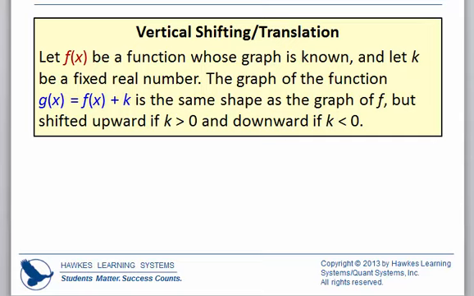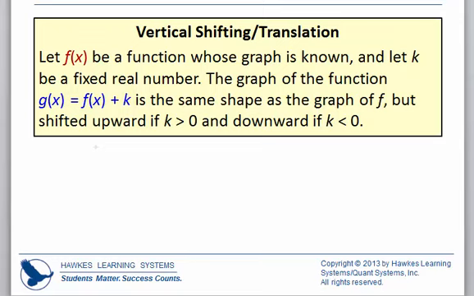We'll also look at vertical shifting. Vertical shifting says let f of x be a function whose graph is known, and let k be a real number. The graph of the function g of x is equal to f of x plus k is the same shape as the graph of f, but it's shifted upward if k is greater than 0, and downward if k is less than 0.